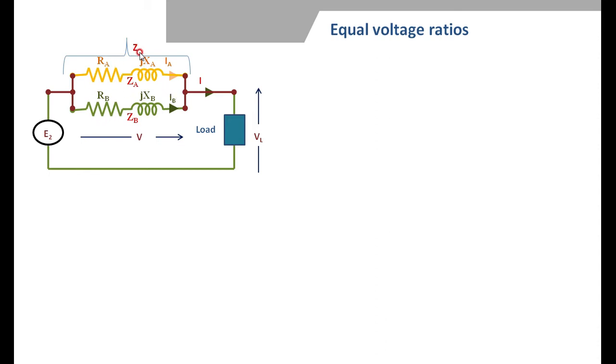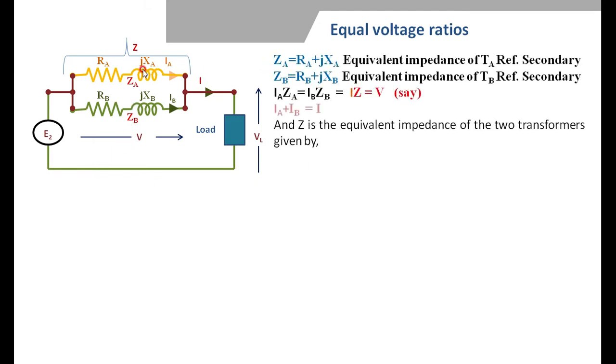If we reduce it to one single impedance instead of two, then the current flowing in it is I. You have to calculate the equivalent impedance of these two parallel branches, that is the reciprocal of 1 by ZA plus 1 by ZB. Now, ZA is the impedance of transformer A, comprising RA and XA, and ZB is the impedance of transformer B, comprising RB and XB, both referred to the secondary side.